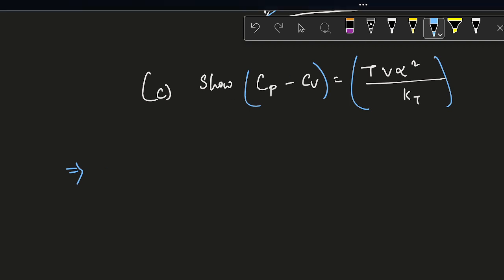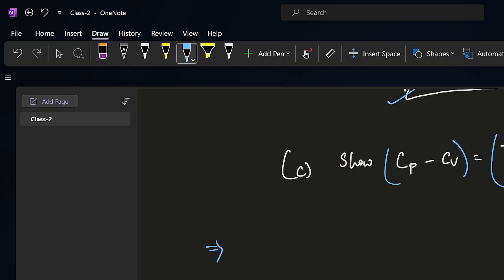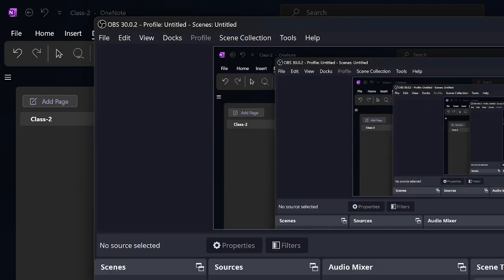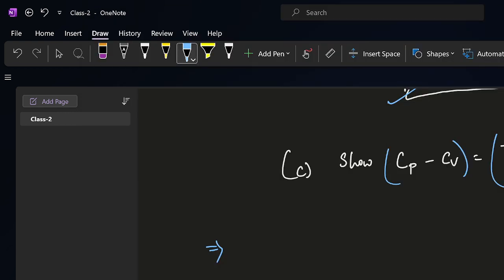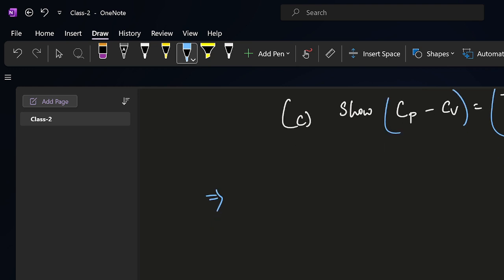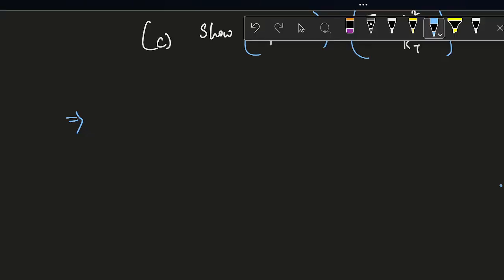Okay, so just let me see how much time is left. Okay, so we are almost reaching 1 hour. So after this problem, we will be starting with assignment 2. Okay, so let us focus on the derivation now.